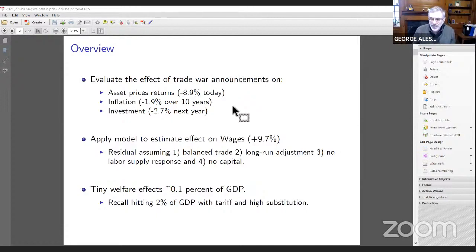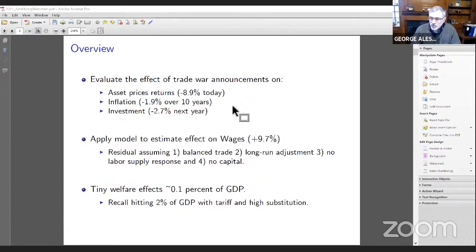And these movements in wages are basically going to go the complete opposite way as asset prices. That's essentially a residual coming off of a model that has balanced trade, some not very clear assumptions about long run adjustment, no labor supply response, and actually critically no capital accumulation in that model, okay? And then the net effect is going to be a tiny welfare effect, about 0.1% of GDP, which, at first blush, is exactly what you would expect, right?